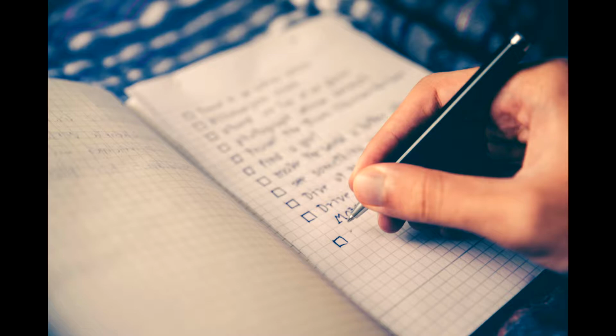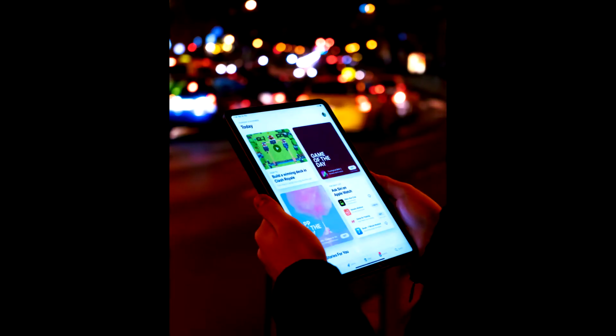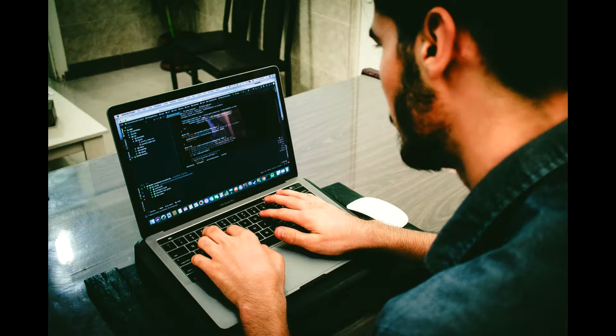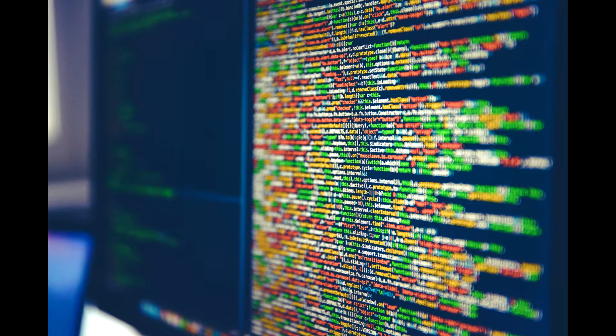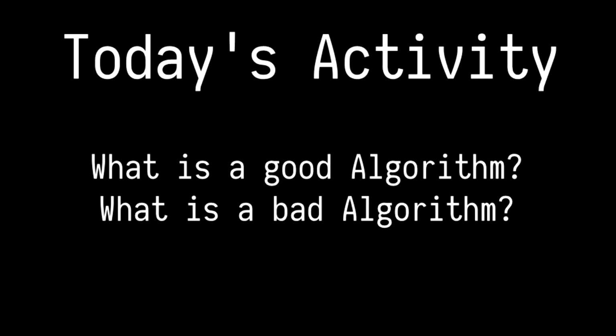Algorithms are the first step in planning a computer program. The computer reads your algorithm and interprets what to do with the instructions. If your algorithm is insufficient, the output of the algorithm will not be what you expect it to be. Algorithms are really important to get right in order to get the results that you want. Today we're going to do an activity where we show what is a good algorithm and what is a bad algorithm.